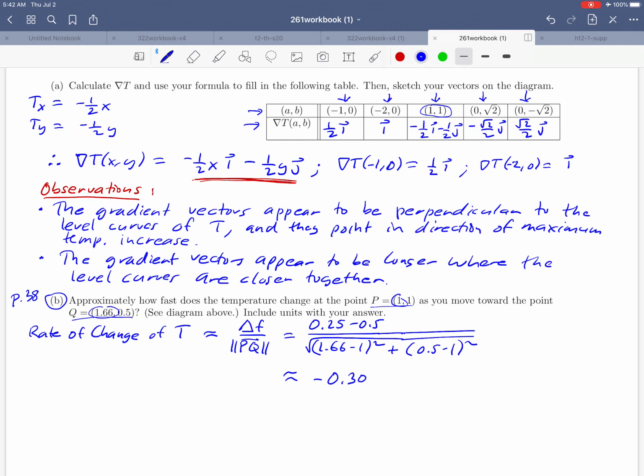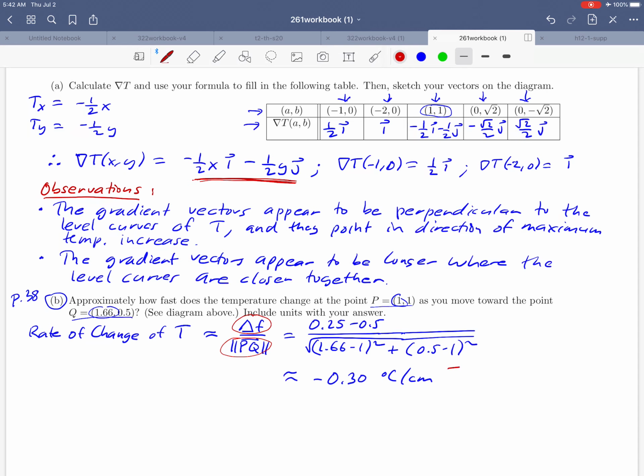What would the units on that number be? Well, it comes down to asking yourself, what are our function and our distance being measured in? Our function measures temperature in degrees Celsius, and distance is being measured in centimeters, so we're going to get degrees Celsius per centimeter out of that.